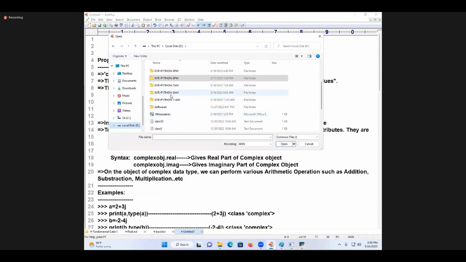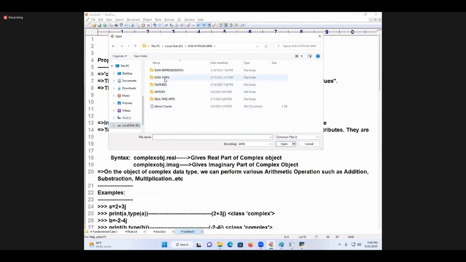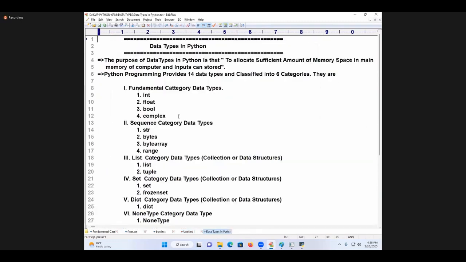So, coming to the Python data types. How many data types are there? 14. Please tell me all of them one by one. Int, float, bool, complex, str, bytes, bytearray, list, tuple, set, frozenset. This side boys went out. Go home, take your bag and luggage and go home. Read out: int, float, bool, complex, str, bytes, bytearray, range.